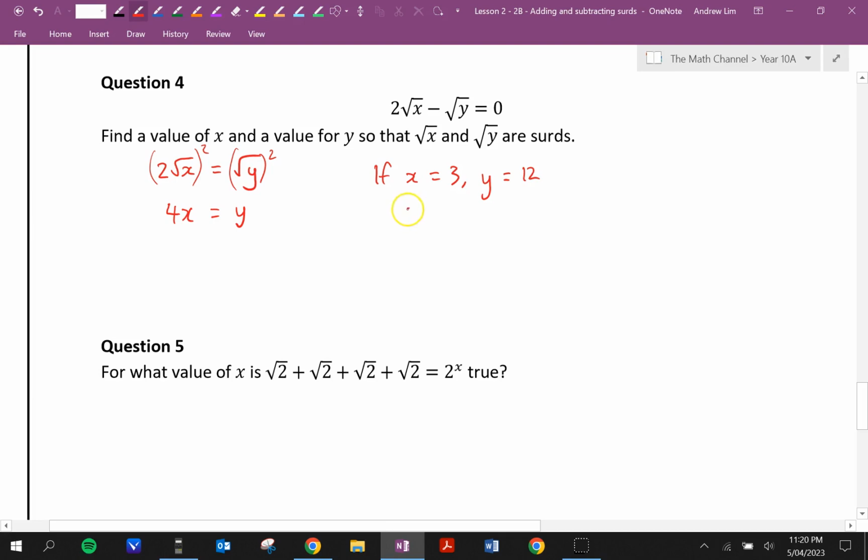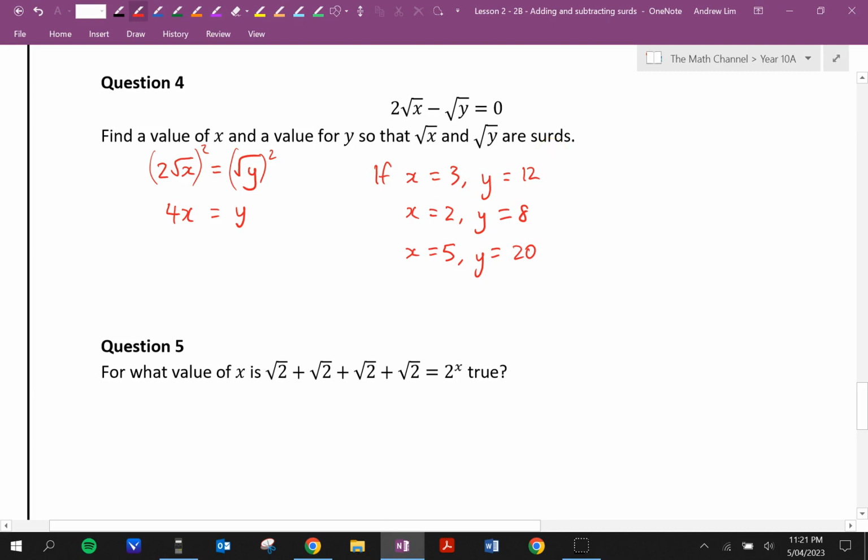If x is 2, then y is 8, because 4 times 2 is 8. If x is 5, y is 20. So this is find a value of x and a value of y, so it could be anything, to be honest.